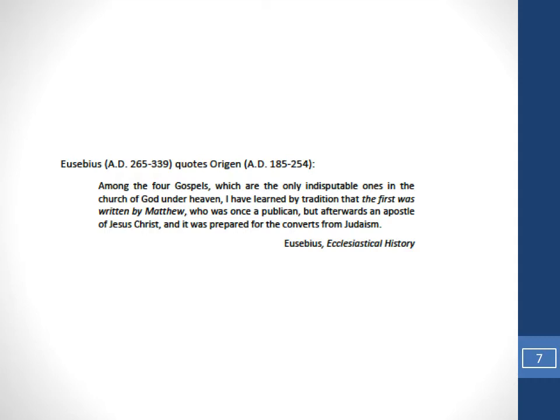Among the 4 Gospels, which are the only indisputable ones in the church of God under heaven, I've learned by tradition that the first was written by Matthew, who was a publican, but afterwards an apostle of Jesus Christ, and it was prepared for the converts from Judaism. He's actually a historian, by the way. It is one of his jobs. He's a historian. So a historian close to the events is telling us Matthew was first.